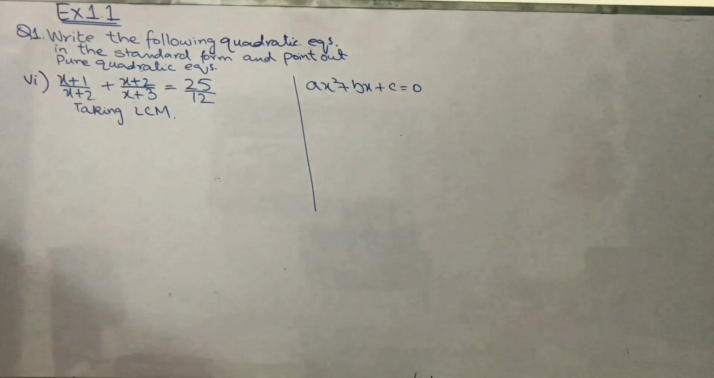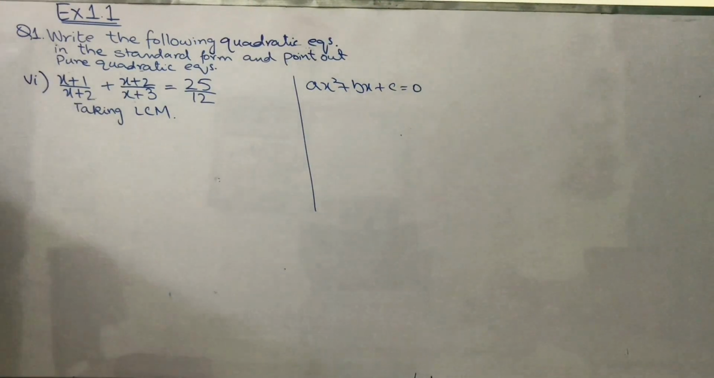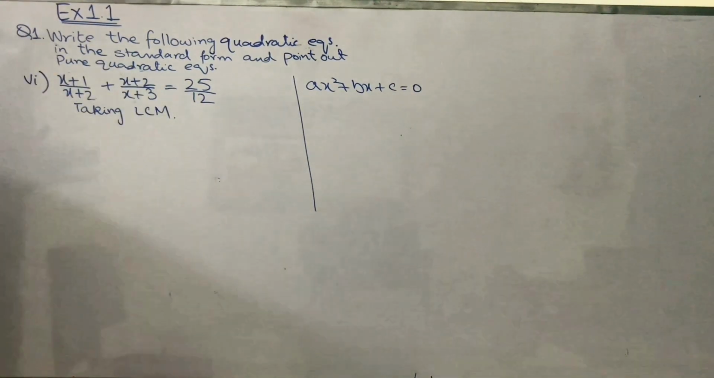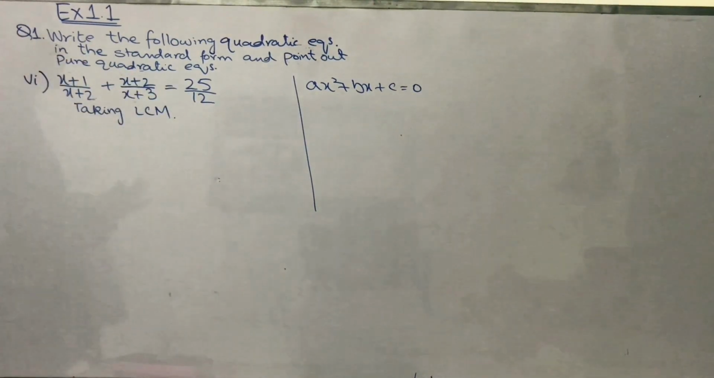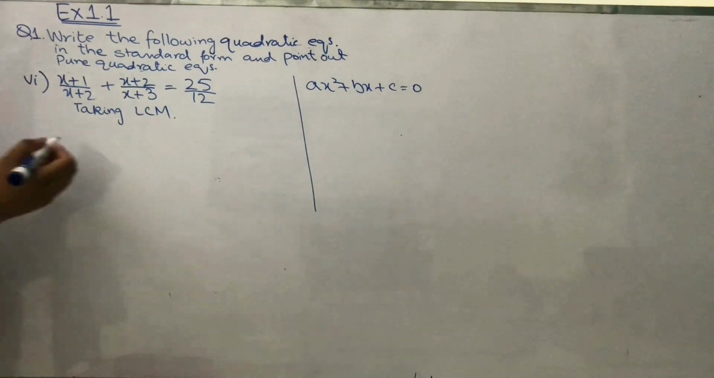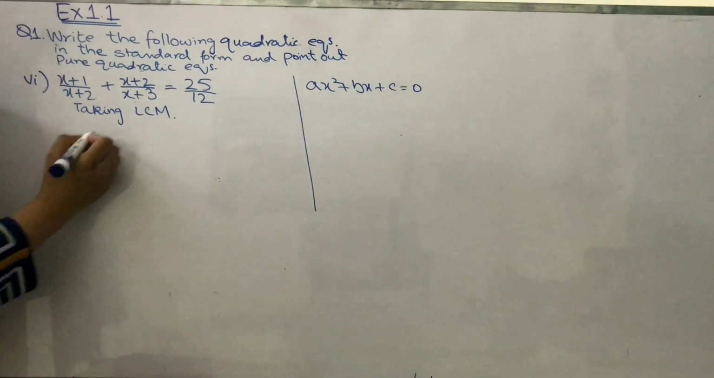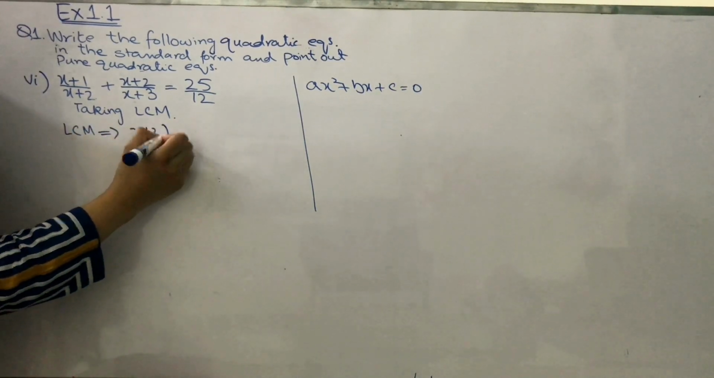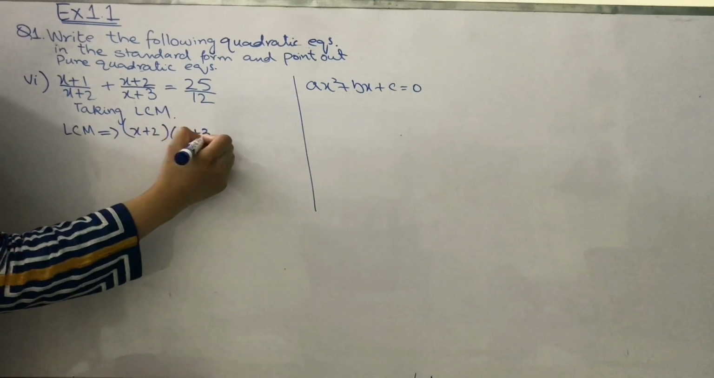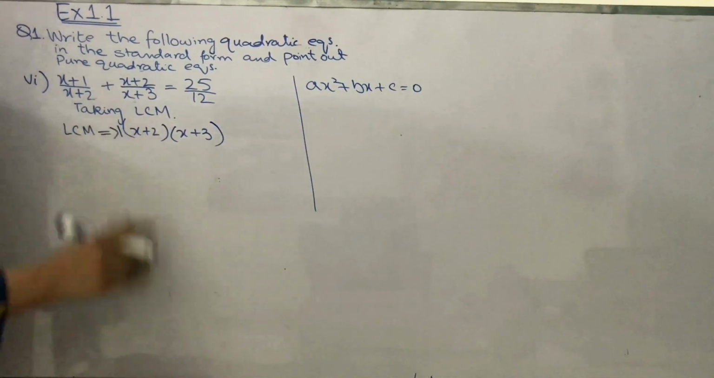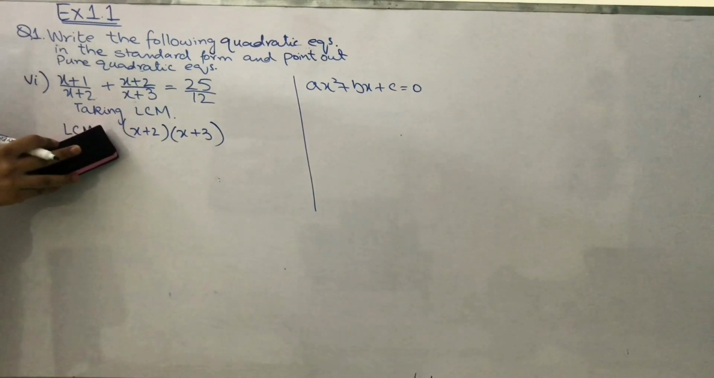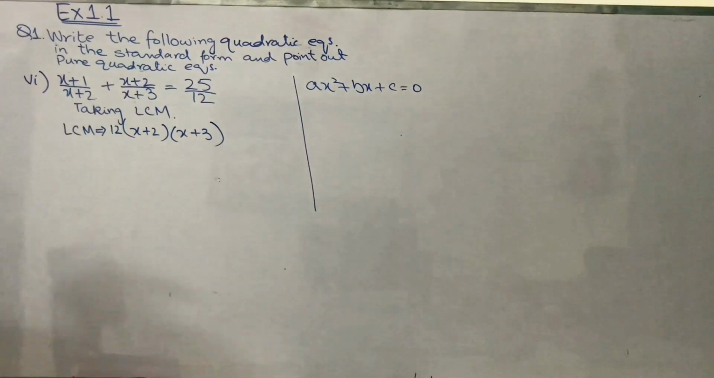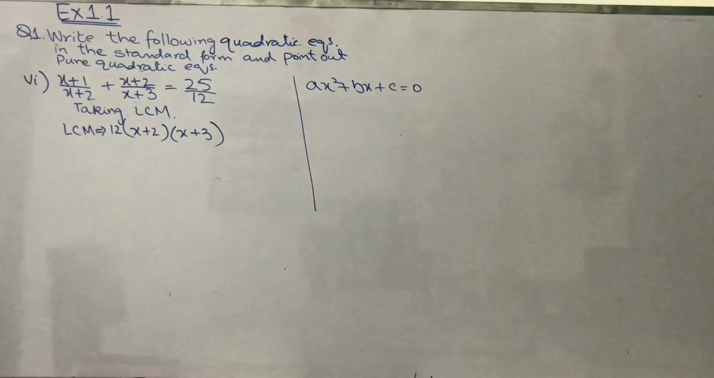I hope that all of you can take the LCM easily. I'm going to tell you: x plus 2, x plus 3, 12 and 12. None of these three is a factor of another. It means the LCM would be x plus 2, x plus 3 and 12. So I will write 12 here. This is the LCM. Now we multiply each fraction with this LCM.